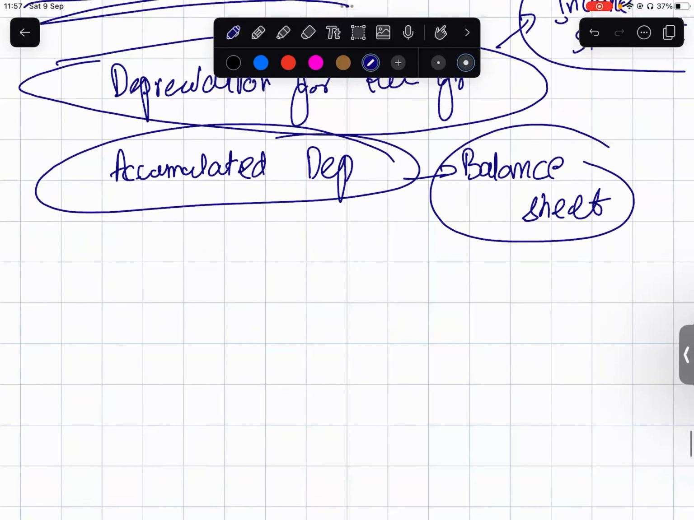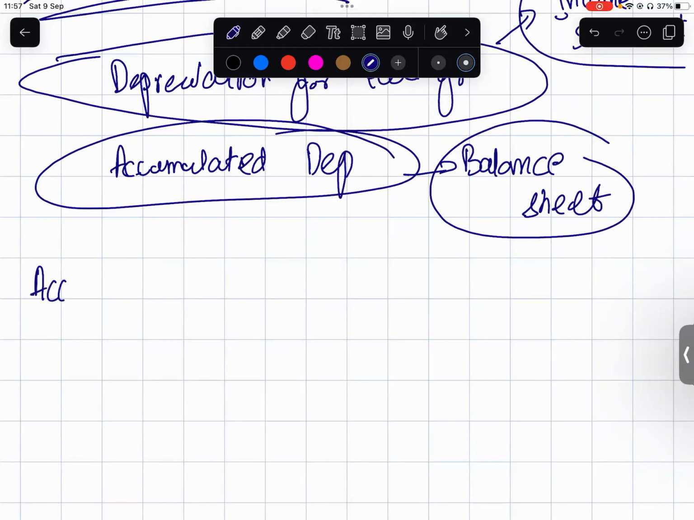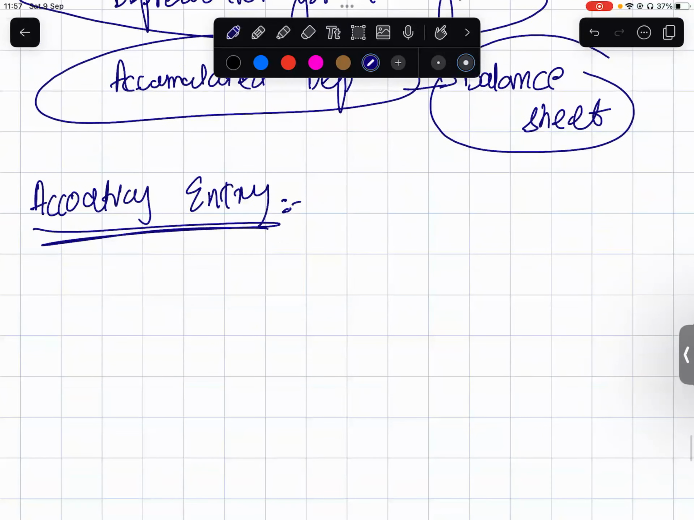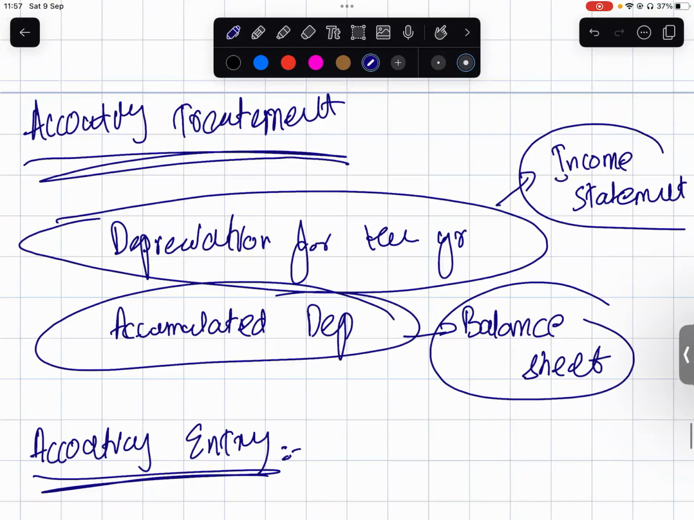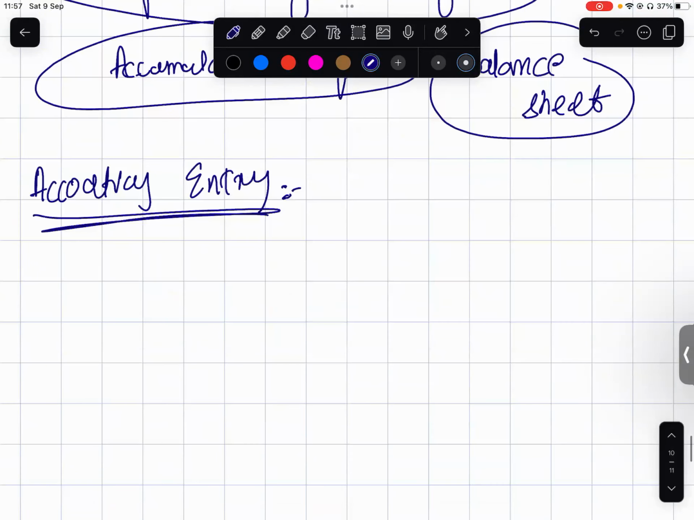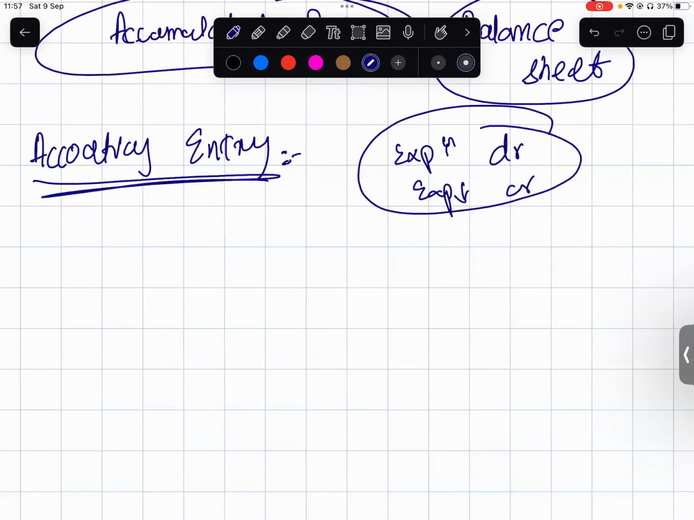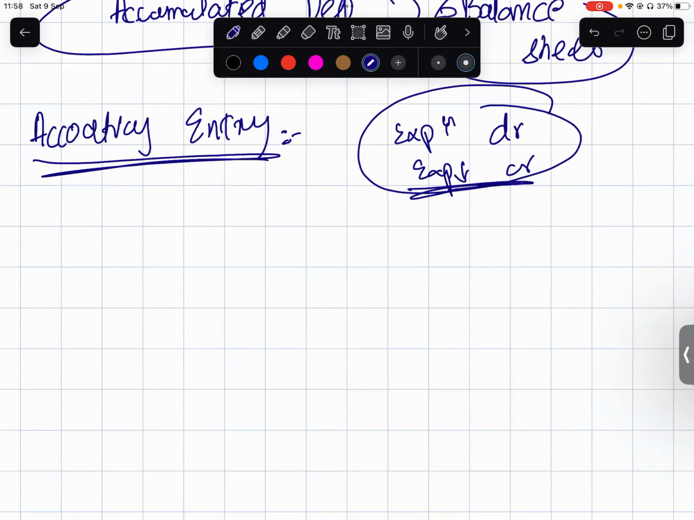And the second thing that you need to understand is what accounting entry we pass to record depreciation. It is extremely simple. This depreciation is treated as an expense in the income statement, which is why it is going to the income statement. So remember, whenever expenses increase, we debit, right? Whenever expenses decrease, we credit. You remember this from the first class, the accounting treatment. Yes, sir. So depreciation is an expense.